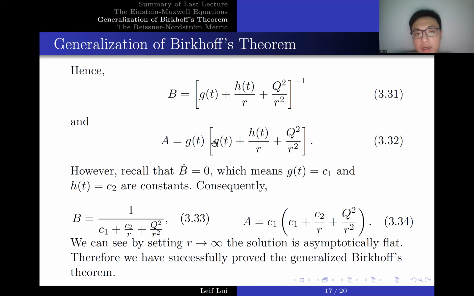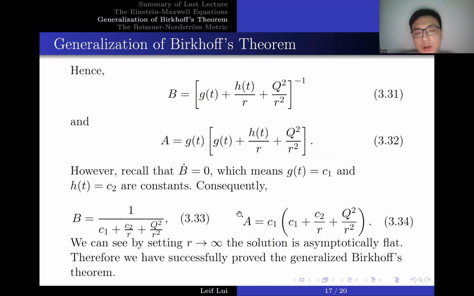But recall that b dot is equal to 0. That means b has no explicit time dependence. So g of t must be 0. Sorry, not 0. g of t must be constant, and h of t must also be constant. So that means we have shown that b is equal to this, and a is equal to this.